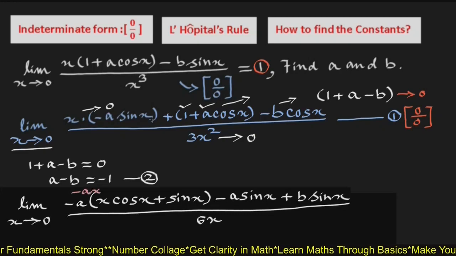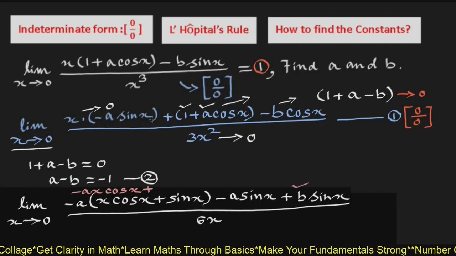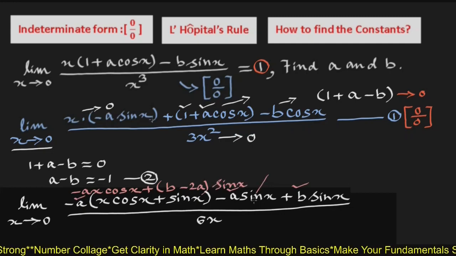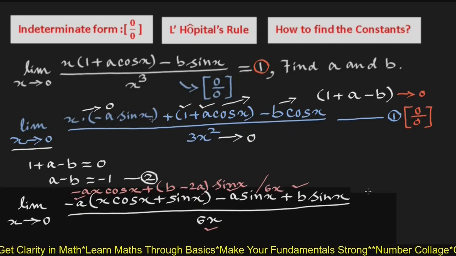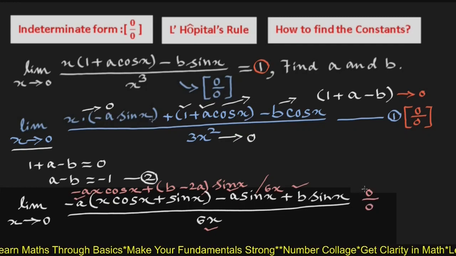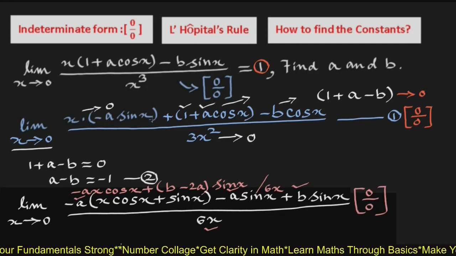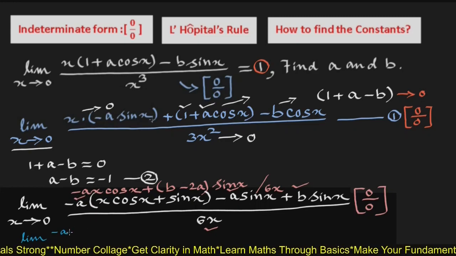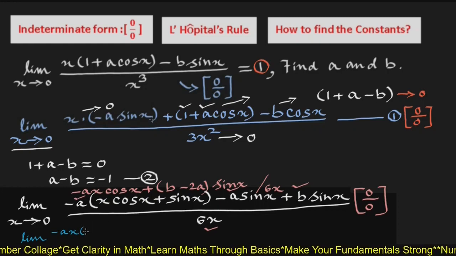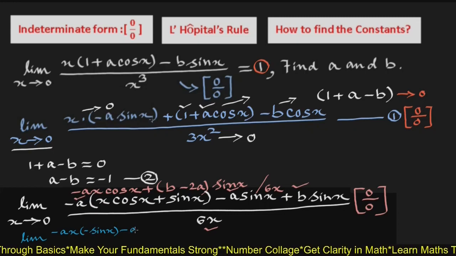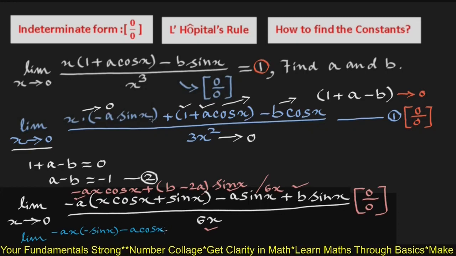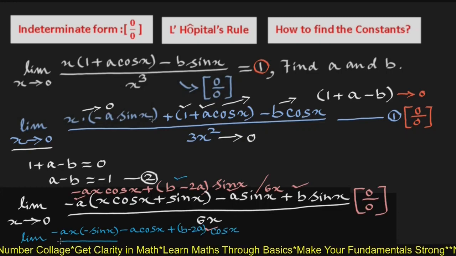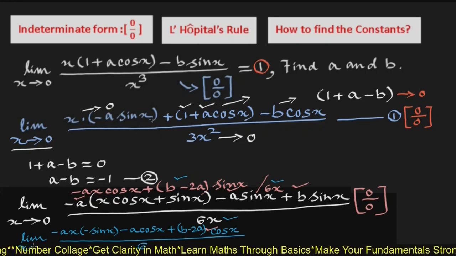The numerator will be minus ax cos x plus b minus a, and this a, 2a sin x, upon 6x. Now this again is a 0 upon 0 indeterminate form, so we have to apply L'Hopital's rule. That will be limit, derivative of minus ax cos x by product rule: minus ax into derivative of cos x, minus sin x, plus minus a cos x into derivative of x, which is 1, plus b minus 2a derivative of sin x, cos x, upon derivative of 6x, 6, as x tends to 0.